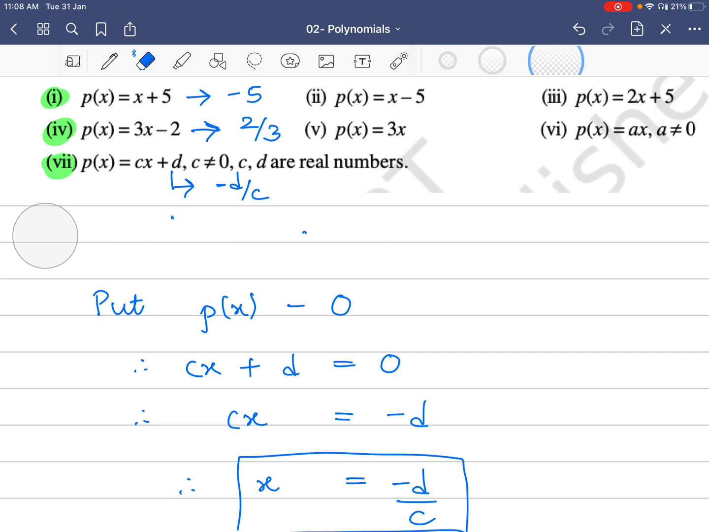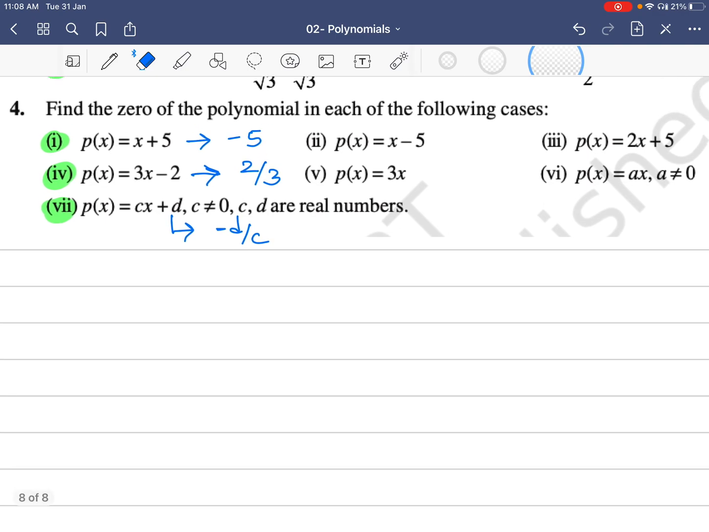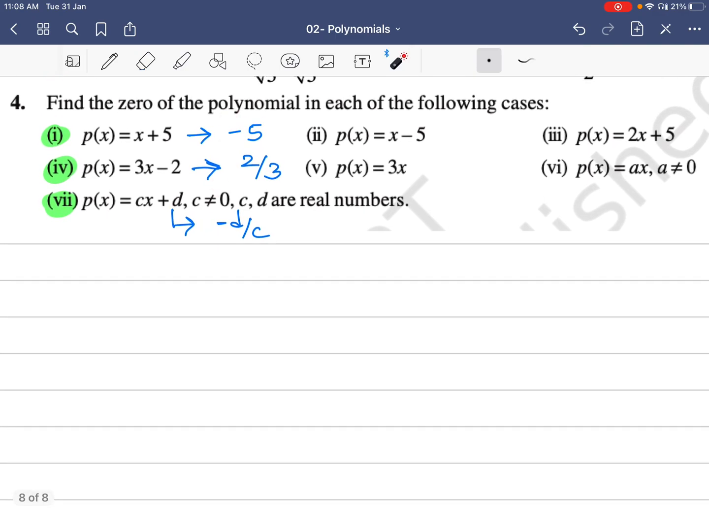And let's erase this now. So thus, we have found the 0 of this polynomial in each case. In order to find the 0 of the polynomial, we have to just put p of x equal to 0 and solve for the value of x. So this is how you can solve the rest of the problems as well.